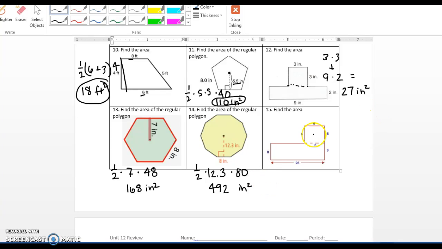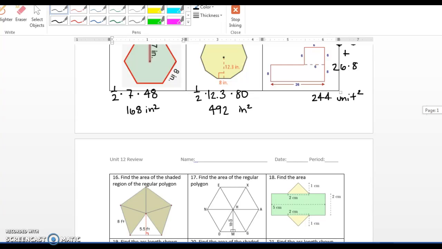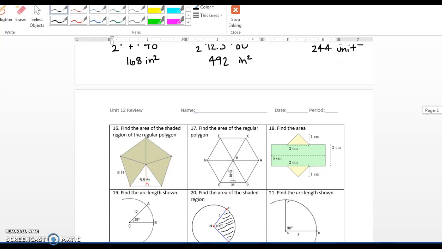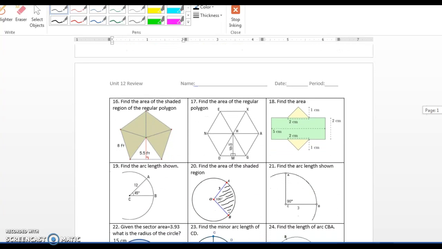Number 15, it's already split up into shapes where you've got a square, 6 times 6, plus a rectangle, which is 26 times 8. Multiply and add, 244 units squared. Cooking with gas. Number 16, find the area of the shaded region of the regular polygon.